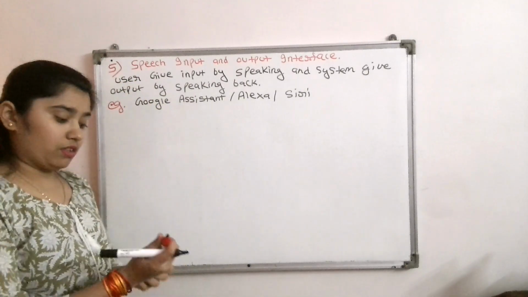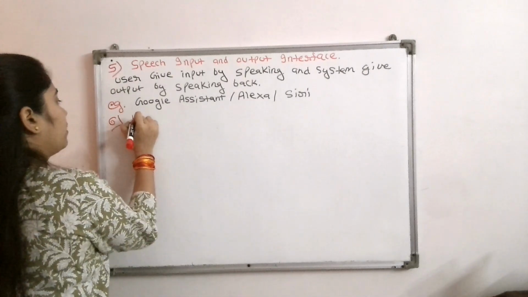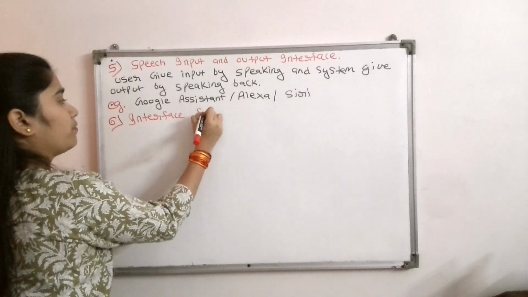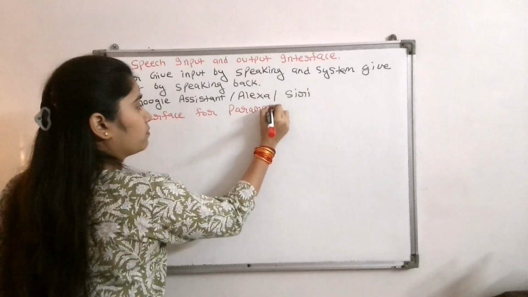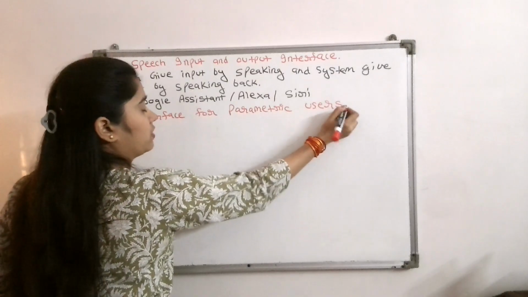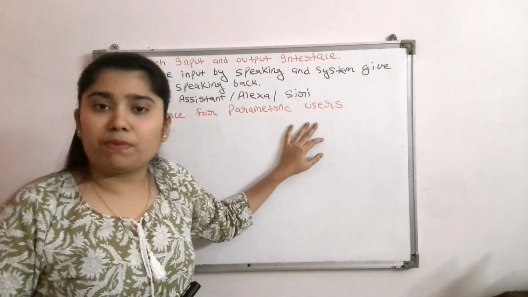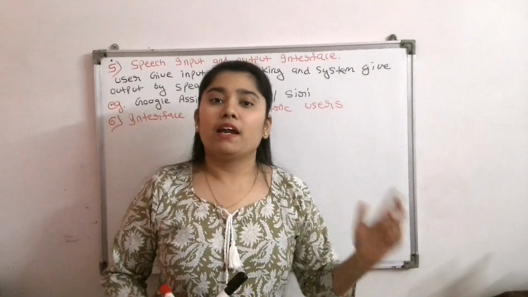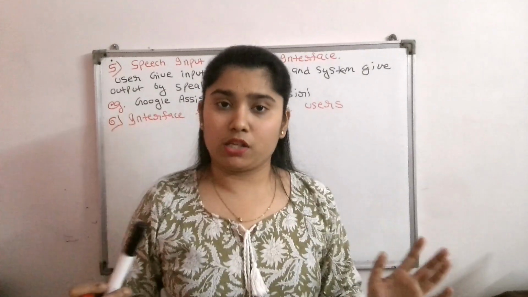Let's now write the sixth interface, that is the interface for parametric users. So what are parametric users? Parametric users are the people who perform the same type of task again and again in a database system. These people do not need full database access.